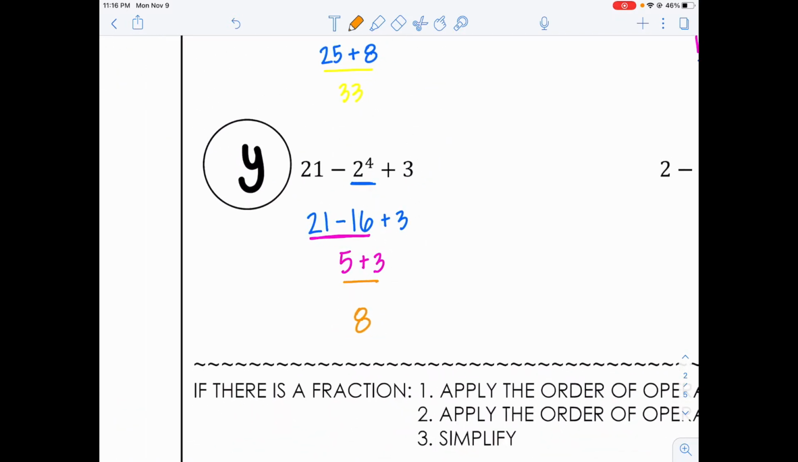If you did not get 8, you might want to check and make sure that you indeed did the subtraction before you did the addition. If you did not, then you probably got 2, which is incorrect.